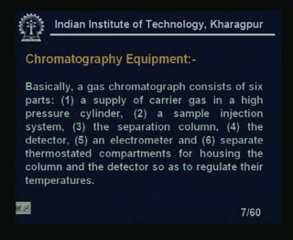An electrometer, and separate thermostated compartments for housing the column and detector, so as to regulate their temperatures. The detector is usually followed by a strip chart recorder or any other electronic recorder, where we will record the peak. In the strip chart recorder you will get a hard copy, or it can be computerized, where you will get the actual plot on the screen itself.